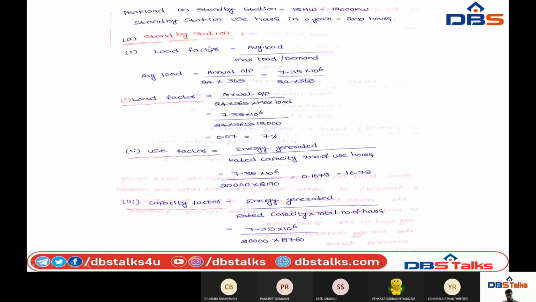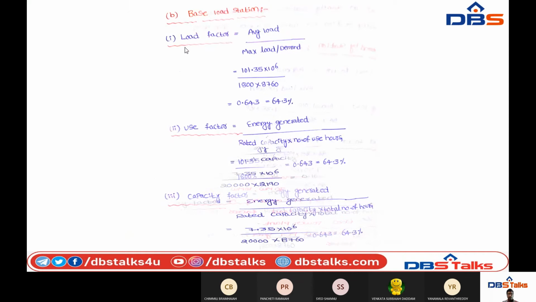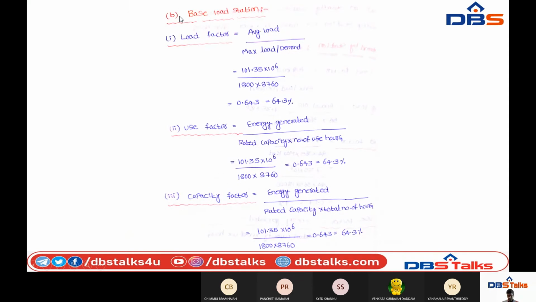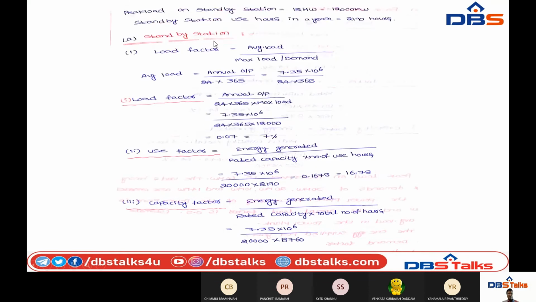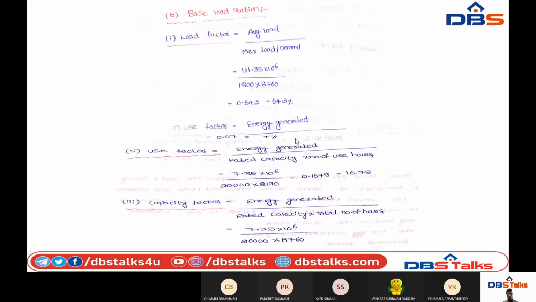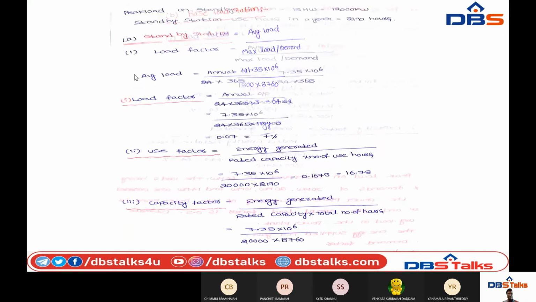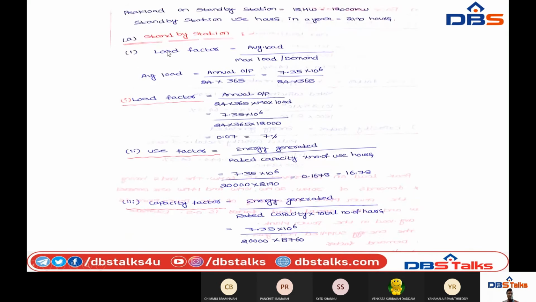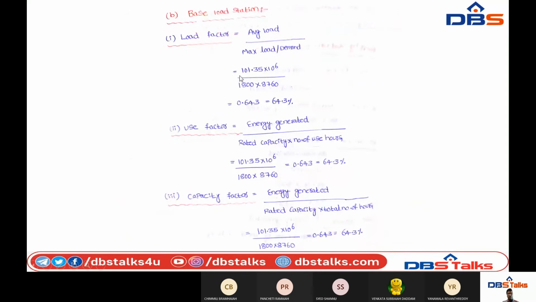Until now we have solved and found the expressions for the standby station only. That is part A, and part B will be the base load station. For the base load station, I'm using the data given in the problem. The output of base load is 101.35 × 10^6 kilowatt hour. Here I'm taking the same expressions as in the standby station, and using the same procedure.